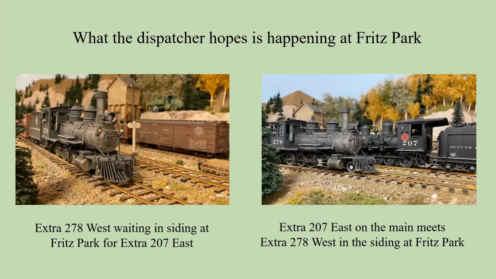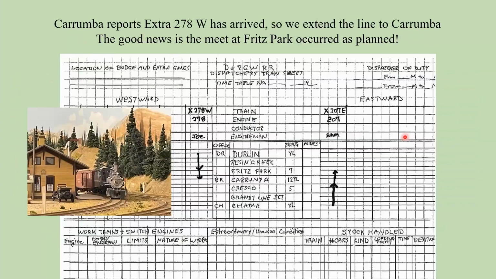So we can take a look at this. What do we have? Well, Corumba reports that extra 278 west has arrived, and so we can extend the line from Fritz Park down into Corumba. The good news about this is it says the meet at Fritz Park has occurred. If it hadn't occurred as planned, the conductor or the survivor of the wreck would have tried to cut into the telephone line or found a phone booth and called up the dispatcher and said, send wreck train and the doctor. We've got a problem here. So that didn't happen. So that's good news. So this is what our dispatcher sheet looks like right now.